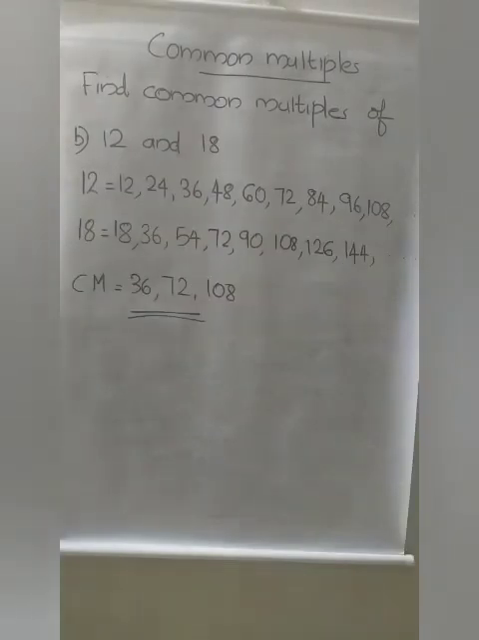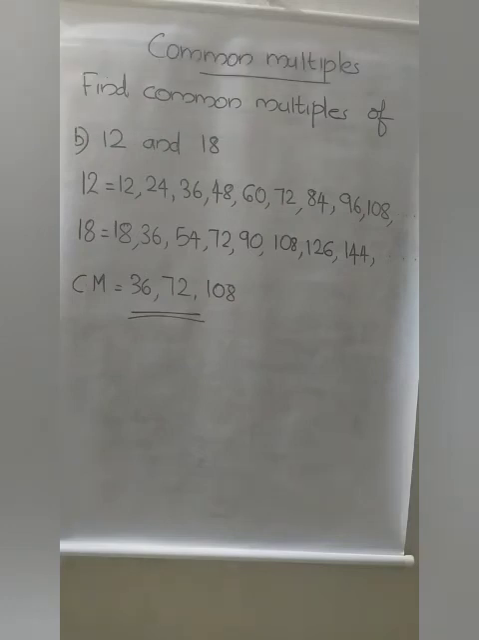Next example, 12 and 18. We need to find the common multiples. In order to find the common multiples, first we need to write the multiples. Here I am specifying a number: find the first 3 common multiples of 12 and 18. So for that, write the multiples of 12 first. 12, 24, 36, 48, 60, 72, 84, 96, 108, etc. Next, the multiples of 18: 18, 36, 54, 72, 90, 108, 126, 144, etc.